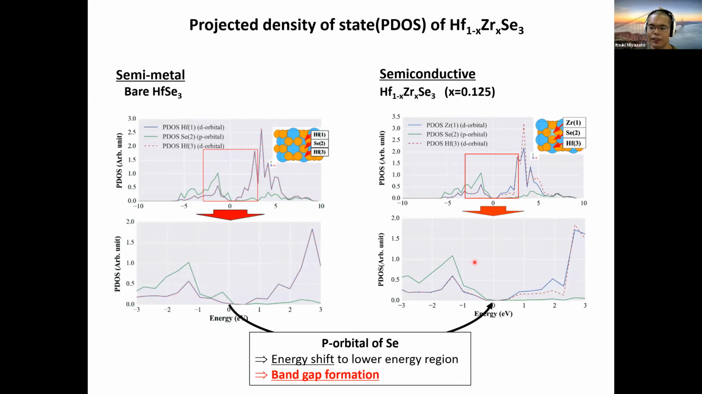Those are the results of the projected density of states of HfSe3 and zirconium-doped HfSe3 monolayers. As you can see, the p orbital of Se, those green lines, shifted to lower energy. I mean, this is the bare form and it shifted to a lower energy going to here. So why is the band gap formed? This is the reason the band gap is formed by zirconium doping.